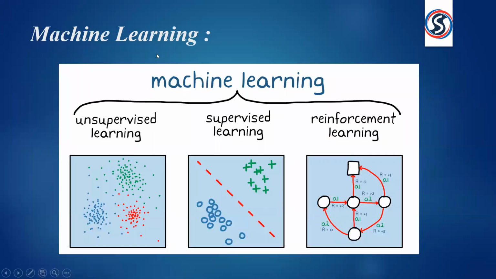After that, coming to machine learning. What do you understand by machine learning? Machine learning is nothing but a subset of AI. It is a complete subset of AI. It is a growing technology which enables computers to learn automatically from past data.